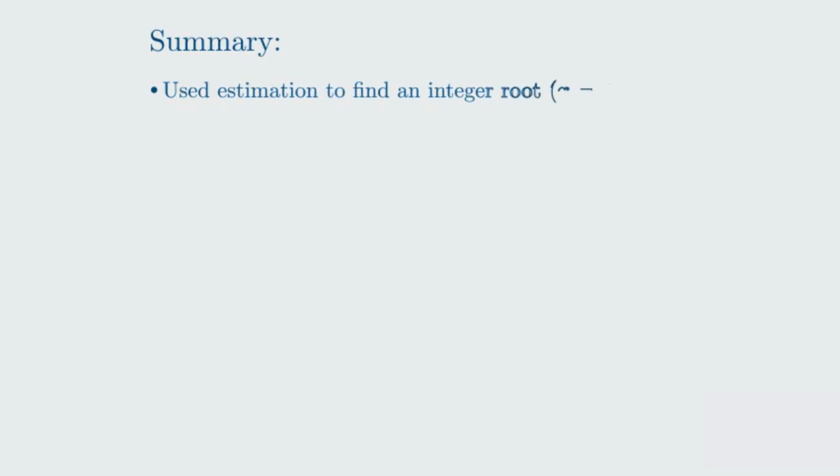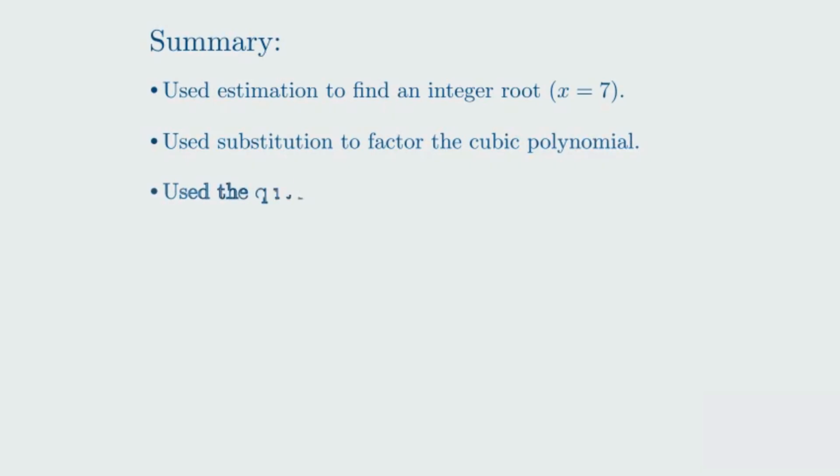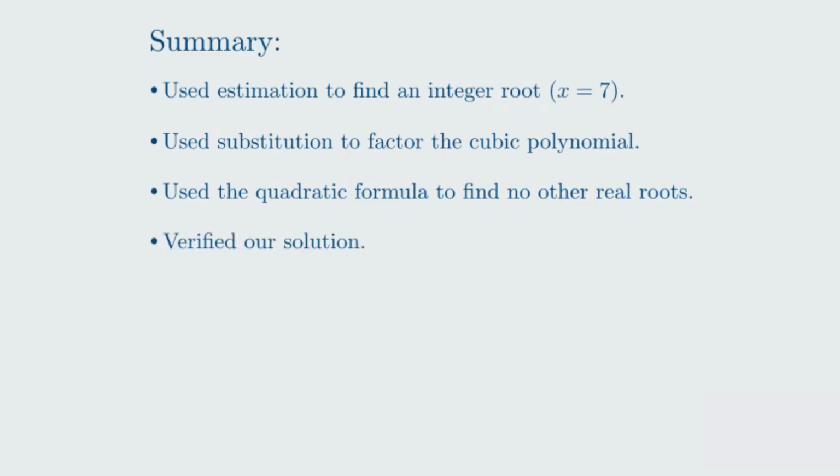Let's recap what we accomplished today. We took a cubic equation that seemed difficult to solve. First, we estimated and found a simple integer root, x equals 7. Second, we used a clever substitution technique to factor the polynomial. Third, we used the quadratic formula to show that there were no other real solutions. And finally, we verified our answer. This problem demonstrates that estimation can be a powerful first step in solving polynomial equations.